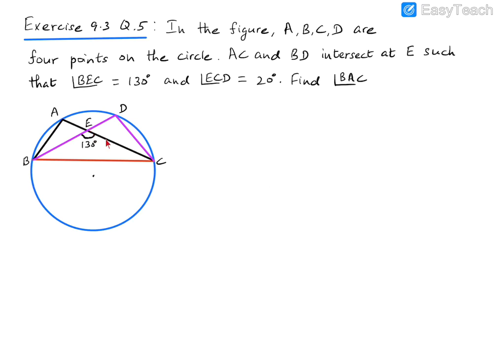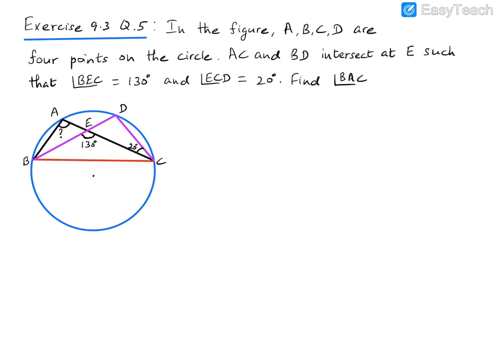So angle ECD, which is this angle over here, the angle between the black and the pink lines, that is given to be equal to 20 degrees. So from this we are asked to find what is the angle BAC, the angle over here between these two black lines, between BA and AC. So that's the angle BAC, which we are supposed to calculate.